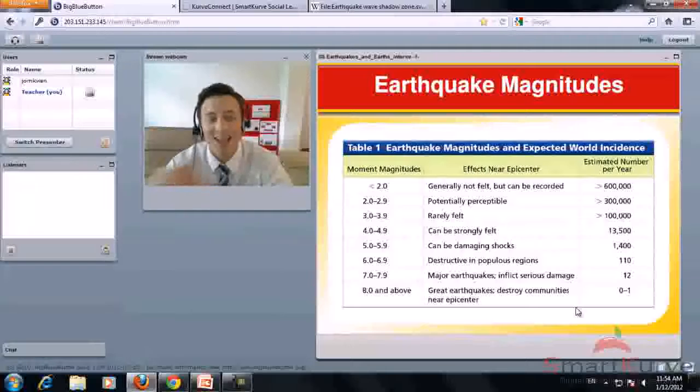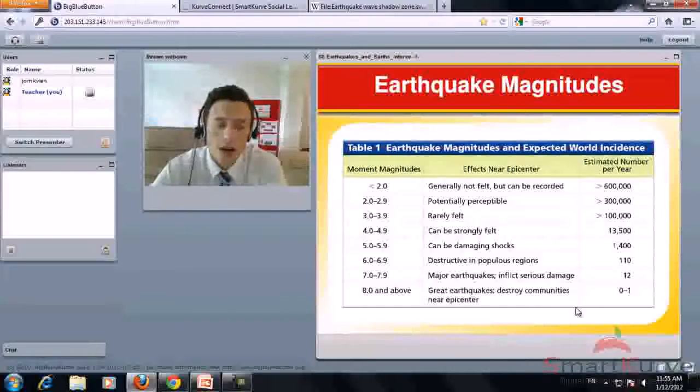So you can see the Earth's tectonic plates are constantly moving a little bit at a time. These tiny earthquakes occur about 15 or 1600 every day. But of course we don't feel them because they're so weak. We go down the chart there till we get to the bottom. Look at the very bottom. 8.0 and above. These are great earthquakes that destroy communities near the epicenter. Yeah, a Category 8 earthquake can destroy a city.